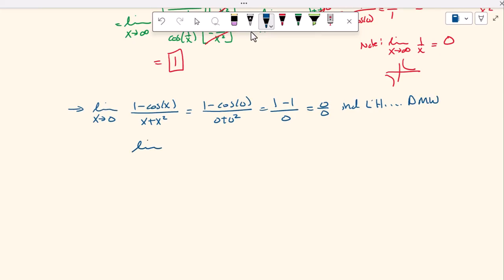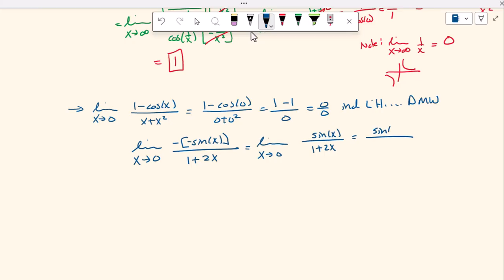So the more work we're going to try is to apply L'Hopital's. The derivative of 1 is 0. The derivative of minus cosine x is minus a negative sine of x. The derivative of x is 1. Derivative of x squared is plus 2x. So let's rewrite this. Minus a negative is the same as a positive.